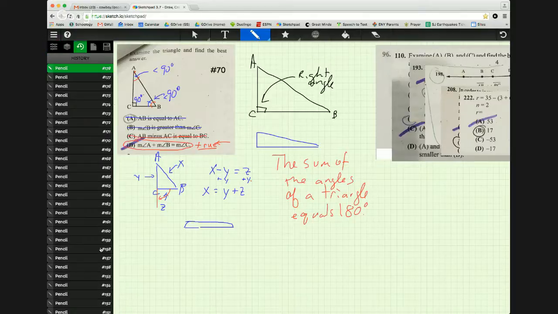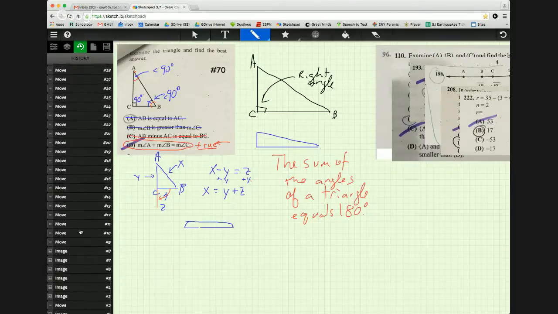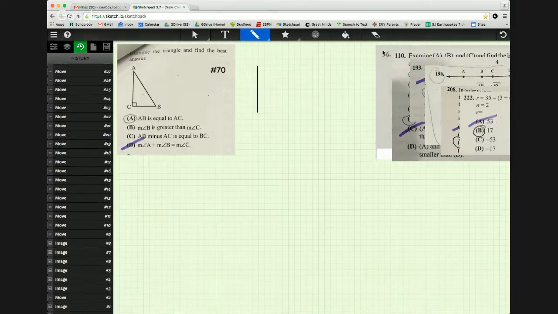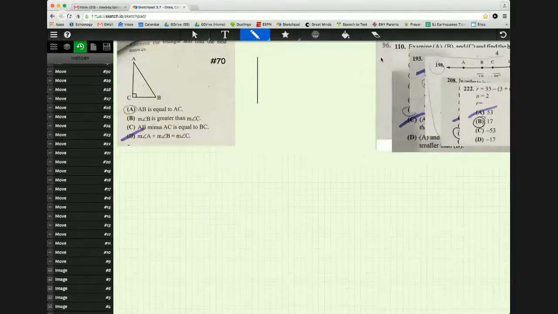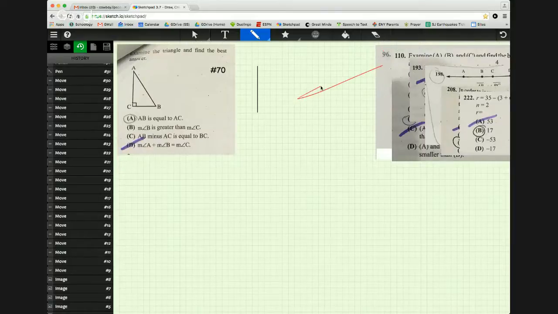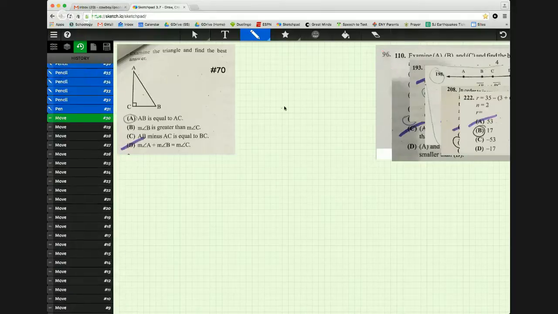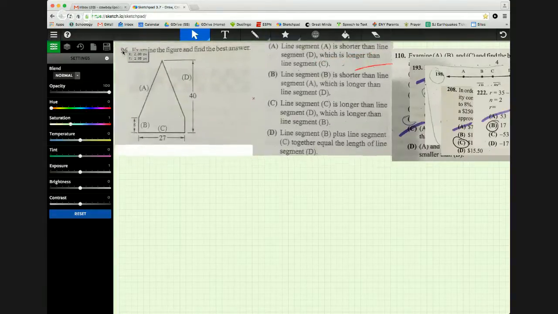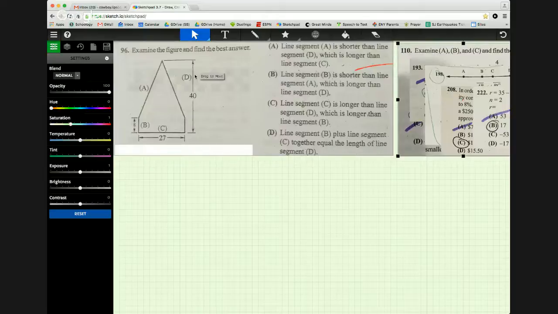Okay, so let's go back to here. What's the next problem we're going to work on is going to be, let's see, whoops, what am I doing? Can I not move these images? Let's see here. Oh, I see how we do this. So we're going to grab this and we're going to move it. Here we go. So now we're going to work on problem number 96.